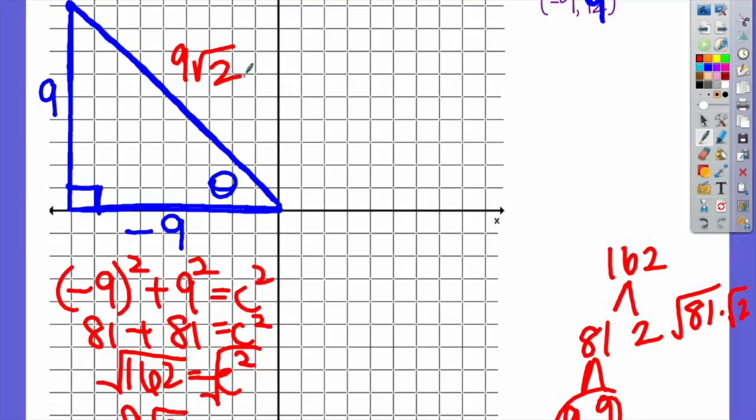All right, label your sides. Negative 9 is your adjacent. Positive 9 is your opposite. And 9 square root 2 is your hypotenuse. We are now at step 5. We're going to find the 6 trig ratios. Sine of theta equals what over what?